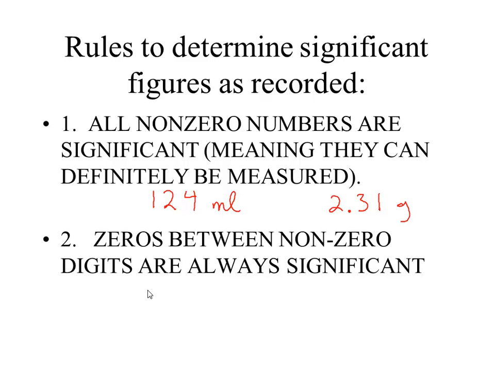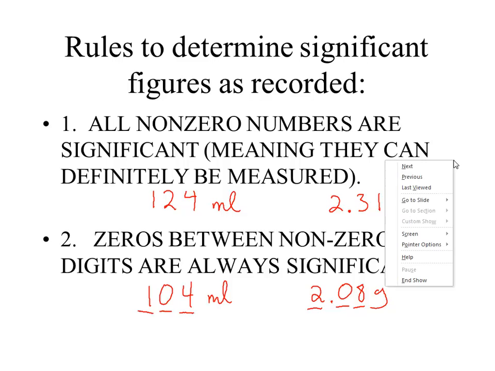Also, zeros between digits are communicated as significant, and this should make sense as well. If I had 104 milliliters, or 2.08 grams, in this example, I know that the hundreds digit is a 1, the tens digit is a 0, and the ones digit is the 4. Because if I'm measuring the ones digit and the hundreds digit, I have to know that this is a measured 0 right there. Same thing here. If I know the hundredths and I know the ones, the tenths must be a 0. They're significant. So in between, all right, make sense?